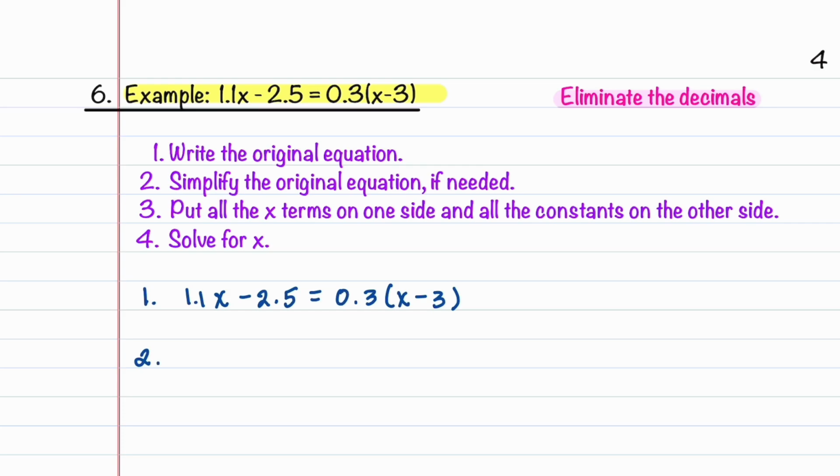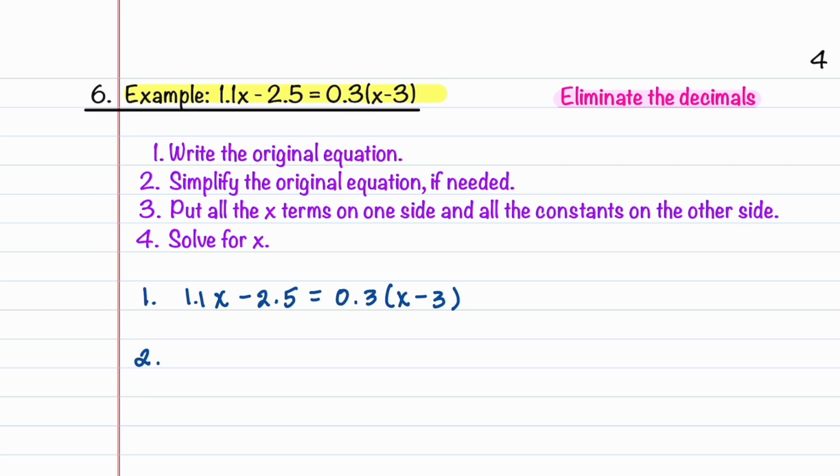Our second step is to simplify the original equation. Notice that we have decimals in it and we have parentheses. Let's start by getting rid of our decimals. Notice that each of our decimals are written in terms of tenths. That means that there's just one number to the right.